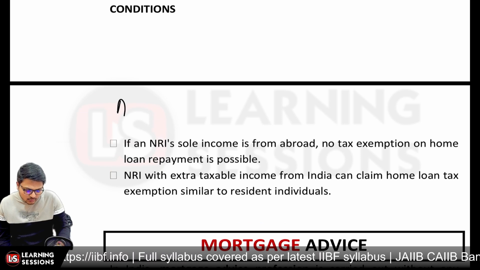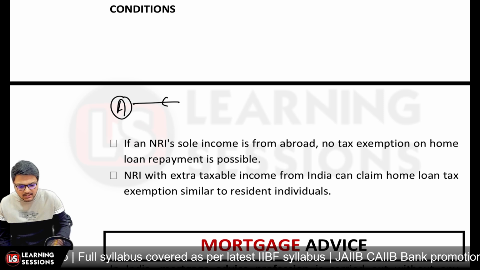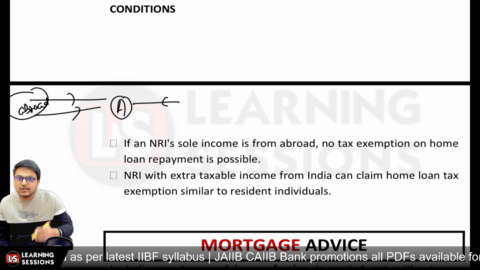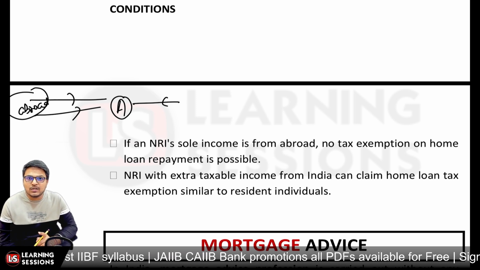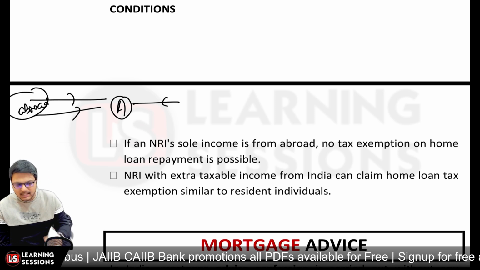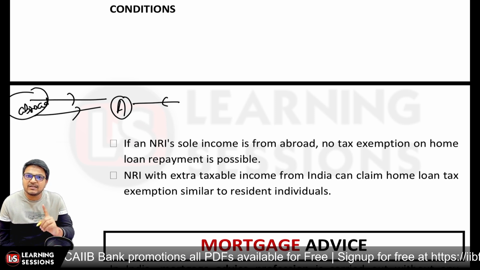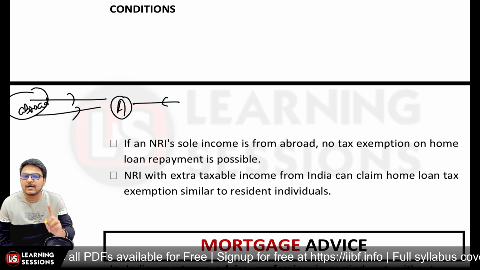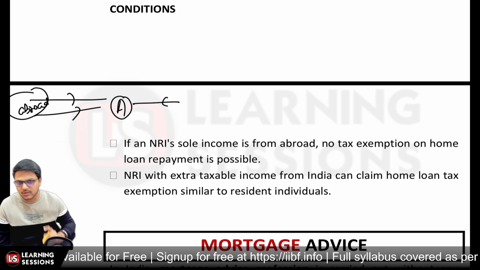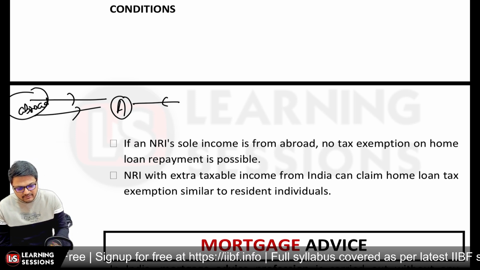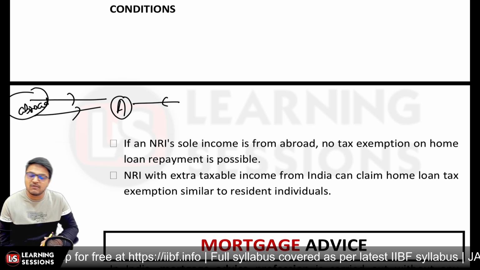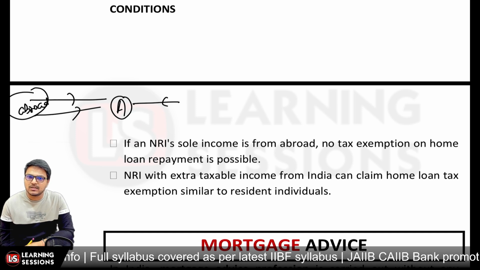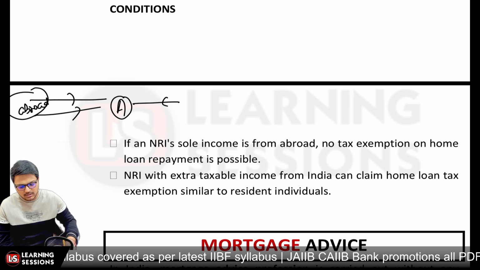Let's say case A is an NRI who has taken a home loan facility from a bank in India, and his whole income is from abroad and he is earning nothing in India. In that scenario, no tax exemption can be taken, right? But if the NRI has extra taxable income from India, they can claim the home loan tax exemption similar to resident individuals. Okay, so that's the case. If the NRI has income only from abroad, then no tax exemption is allowed. But if the NRI has another income from local sources, in that scenario, the tax exemption can be taken as available to resident individuals.